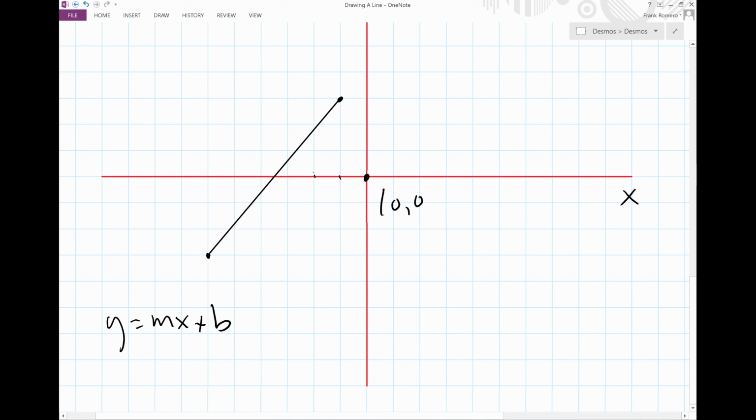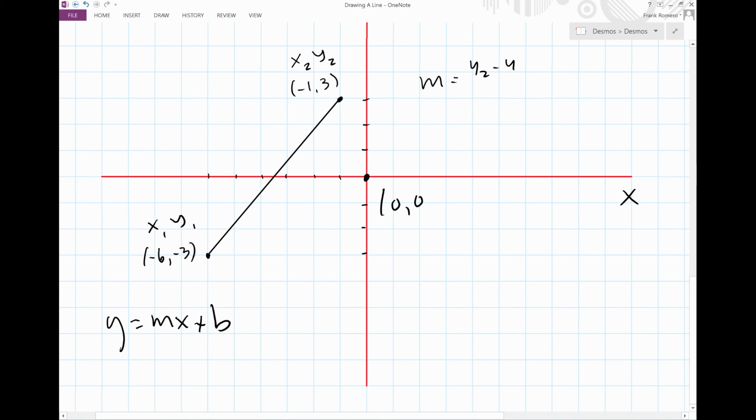This is negative 1, negative 2, negative 3, negative 4, negative 5, negative 6. And this is negative 1, negative 2, negative 3. Okay, I got 1 point. So this one's x and y, first point. And this one is going to be what? Negative 1. And then 1, 2, 3. Okay. This is also x and this is y. This is my second point. I already got my first point. Okay, let's find the slope.